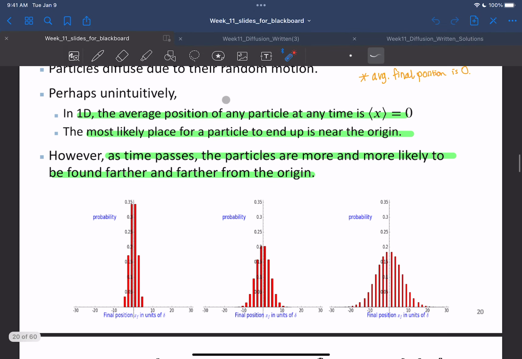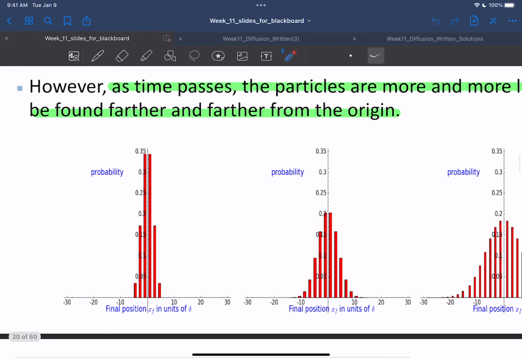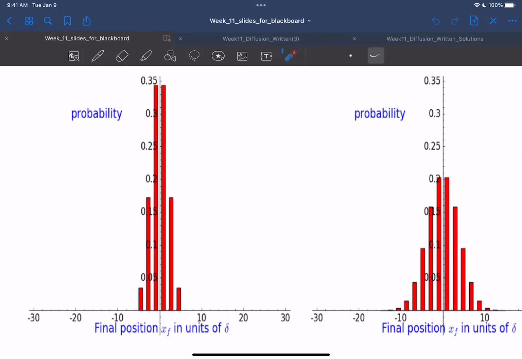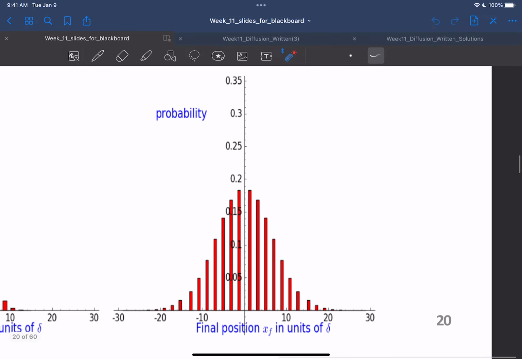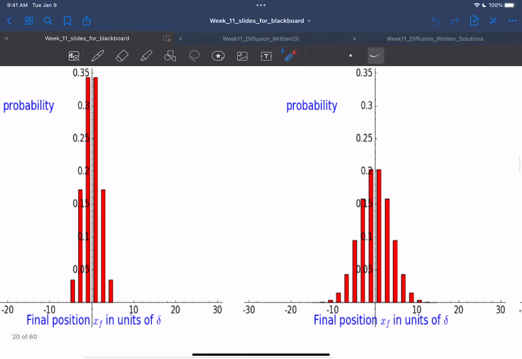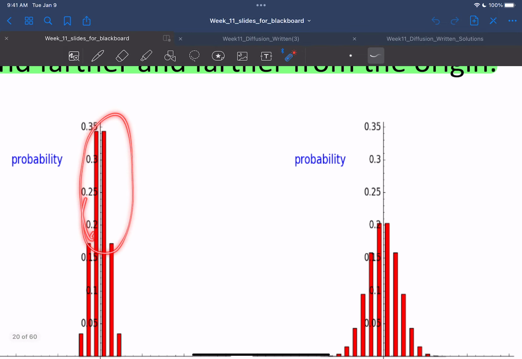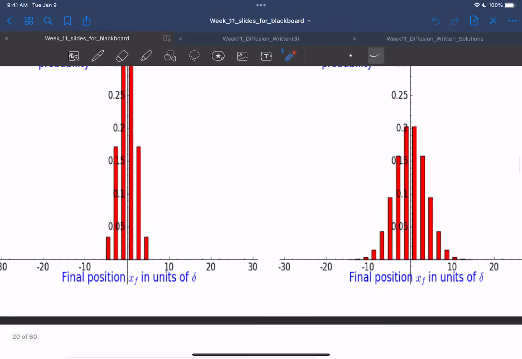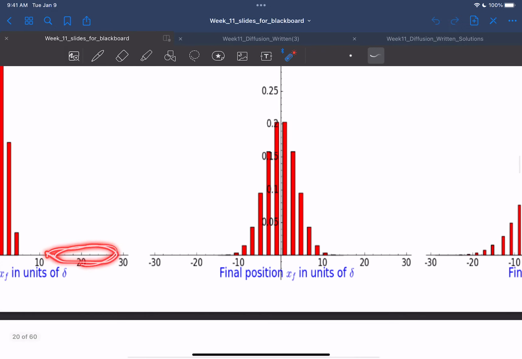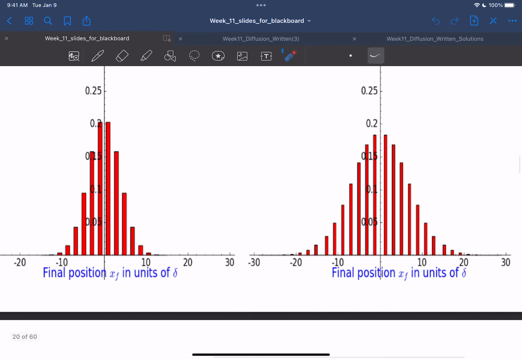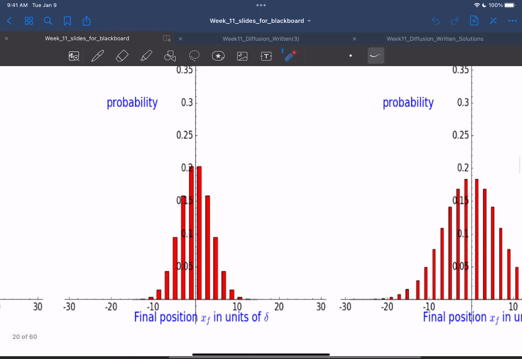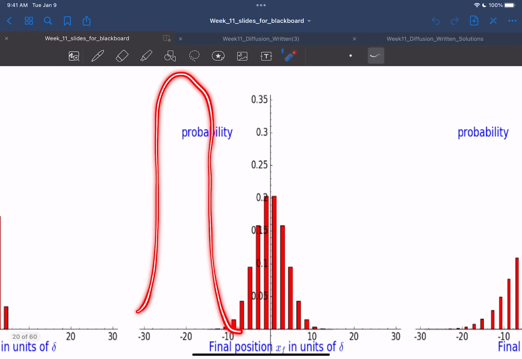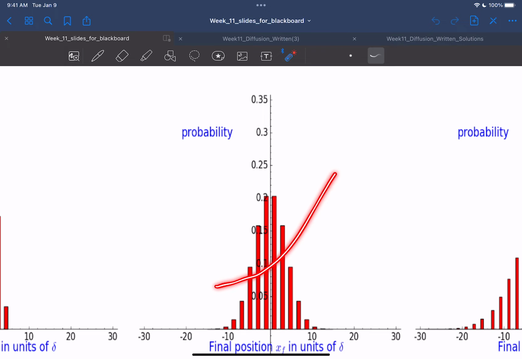As time passes, the particles are more and more likely to be found farther and farther from the origin, right? So this would be like, I don't know, 20 seconds. This might be 40 seconds. This might be 60 seconds. You can see that the peaks in the middle will decrease in their height over time, while the ones outwards here will tend to increase over time, right? So you go from a really high curve like this to a more spread out one like that.